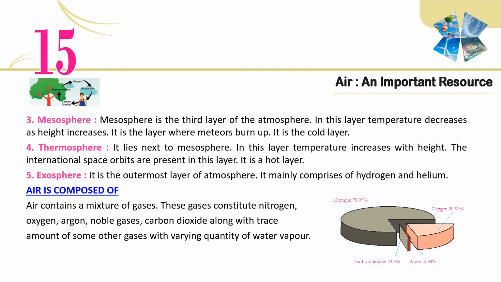5. Exosphere. It is the outermost layer of atmosphere. It mainly comprises hydrogen and helium. Air is composed of a mixture of gases. These gases constitute nitrogen, oxygen, argon, noble gases, carbon dioxide along with trace amounts of some other gases with varying quantity of water vapor.